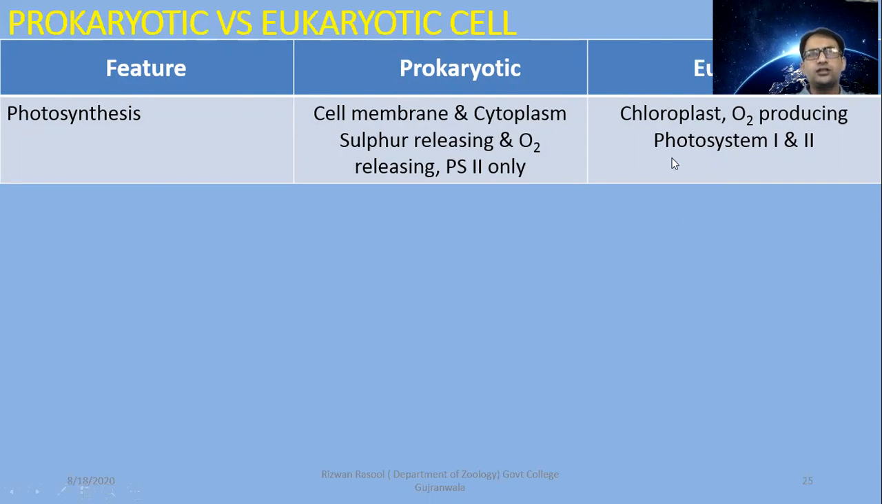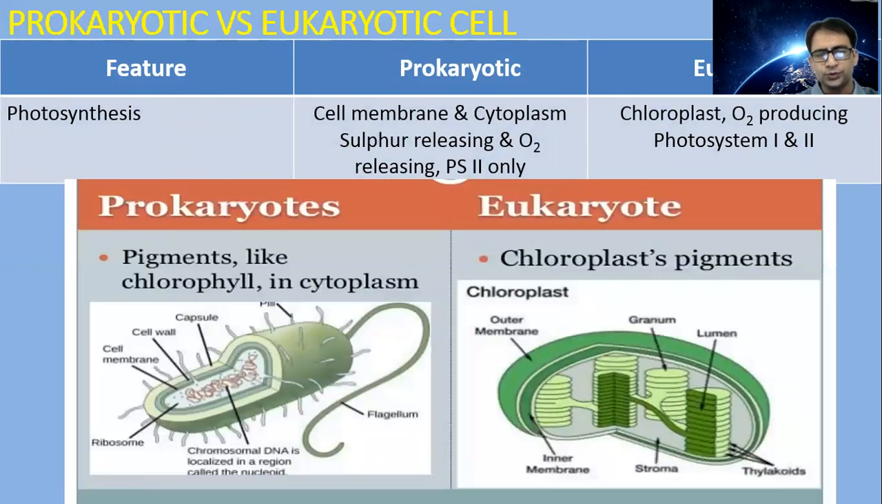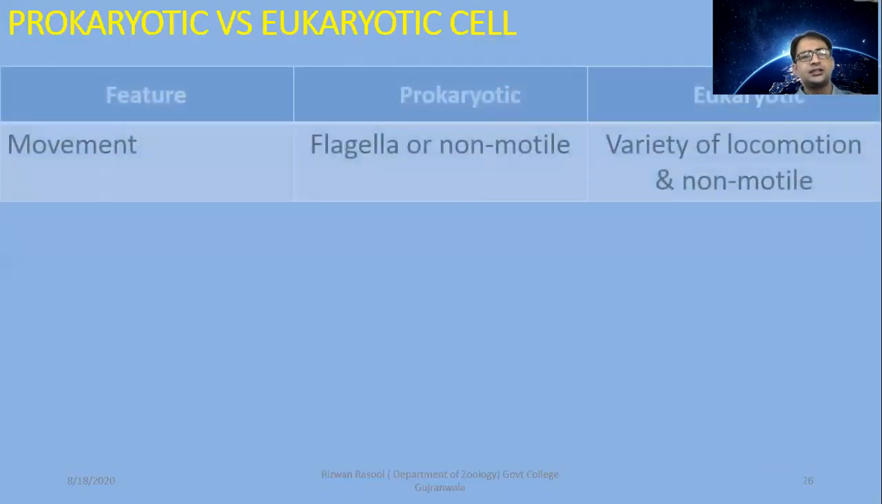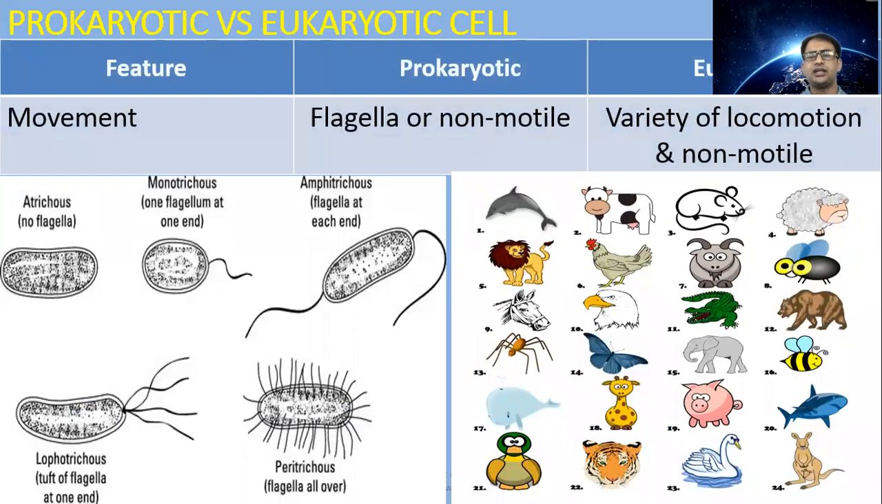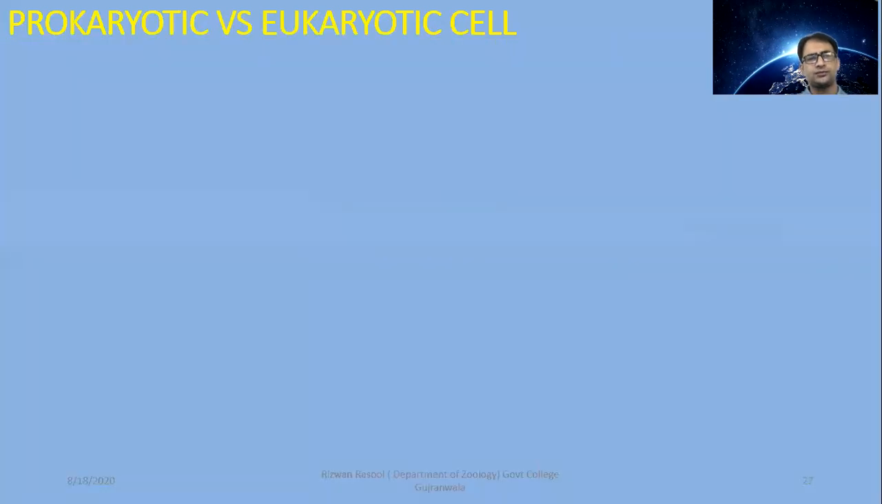While in case of eukaryotes, chloroplast is the site of photosynthesis. It is oxygen producing, and it may involve photosystem 1 as well as photosystem 2. So this is also a difference. In movement, prokaryotes may have flagella or be non-motile, and eukaryotes have a variety of locomotion with multiple organs for their movement as well as locomotion.